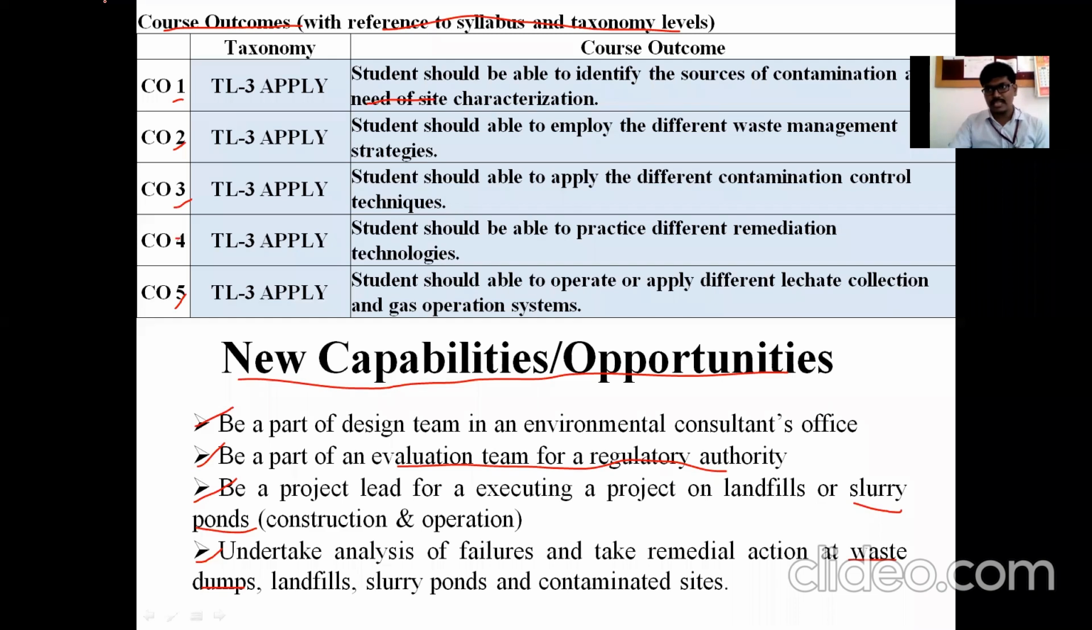So nowadays they are moving to a sustainable development aspect, because whatever waste material we are producing, we need to recycle, and that recycled material should be used as a raw material. Because of the scarcity of raw material, whatever waste material is there should be recycled and used as a raw material. So for undertaking the analysis of failures and taking remedial actions at waste dumps, landfills, slurry ponds, and contaminated sites, whatever you have learned in this course can be helpful.